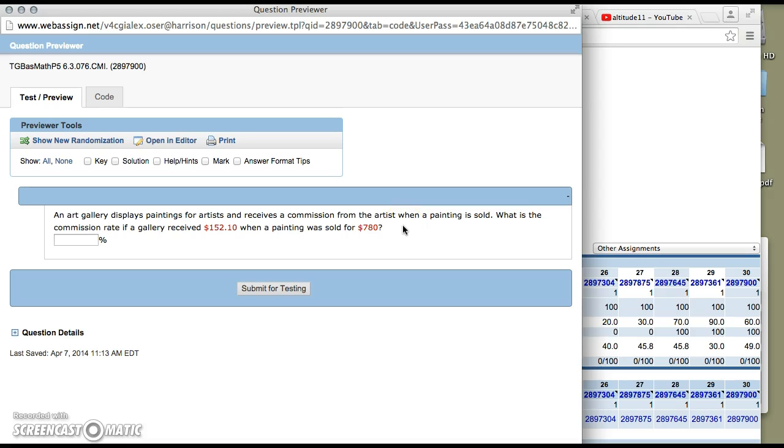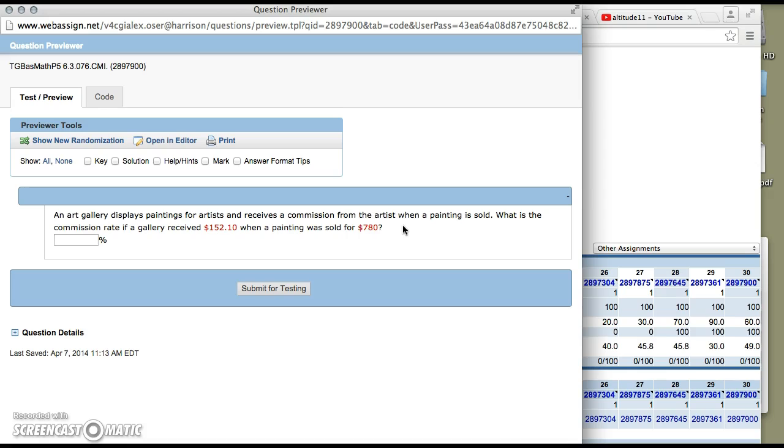So for problem number 30, it says an art gallery displays paintings for artists and receives a commission from the artist when a painting is sold. What is the commission rate if a gallery received $152.10 when a painting was sold for $780?